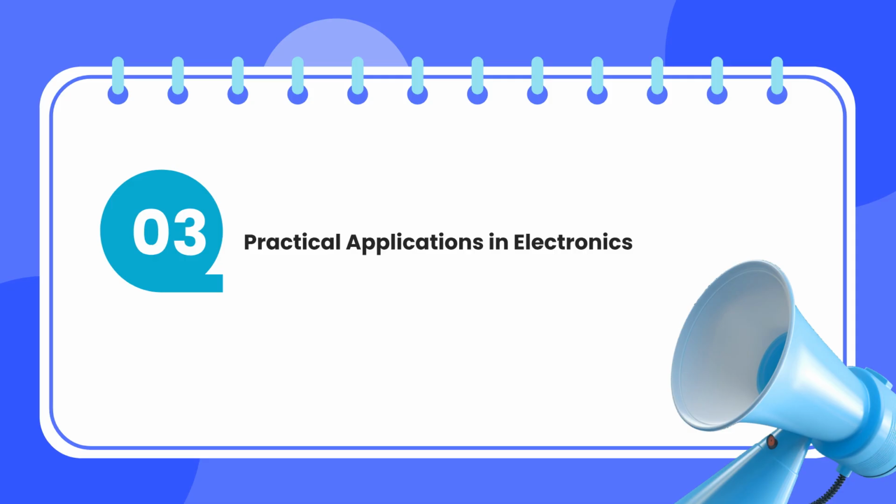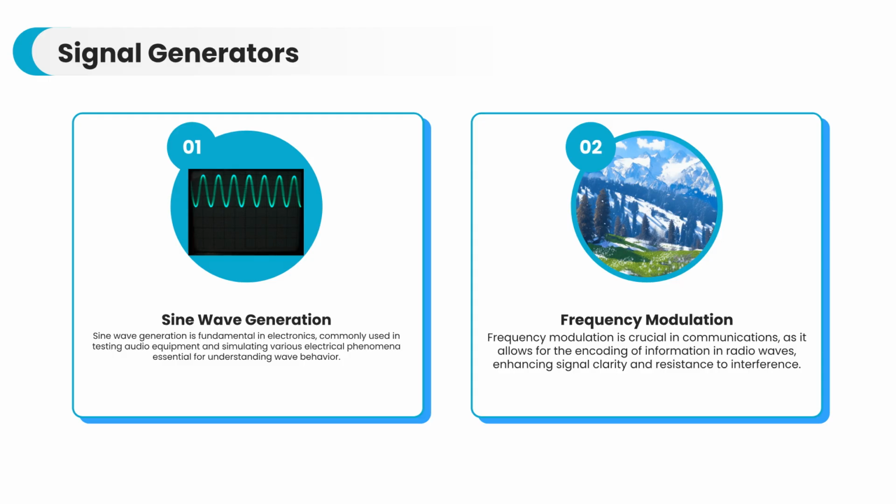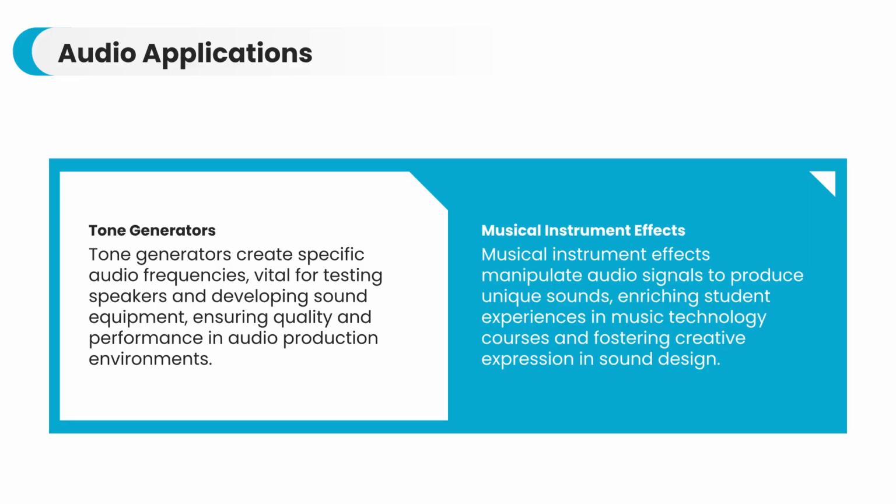Now we will explore the practical applications of these oscillators in electronics. In signal generators, RC phase shift oscillators are used for sine wave generation and are crucial in frequency modulation for communication. Audio applications include tone generators for testing equipment and generating musical instrument effects for sound design.